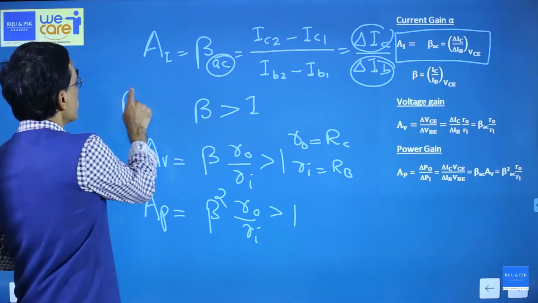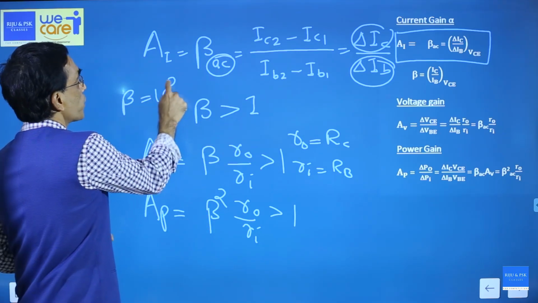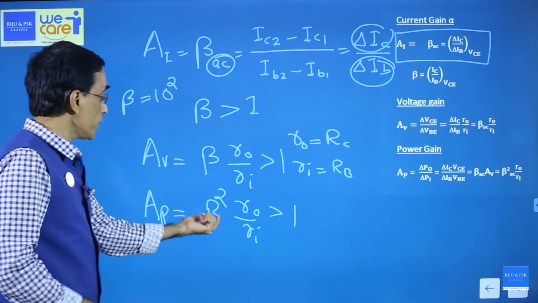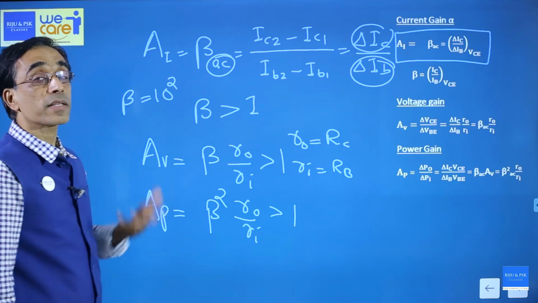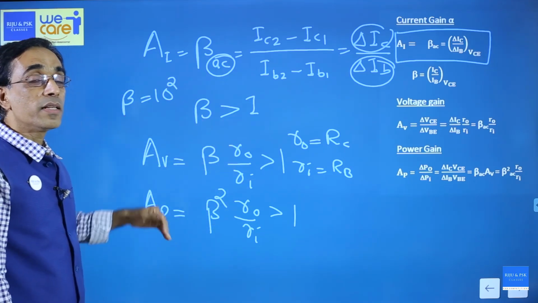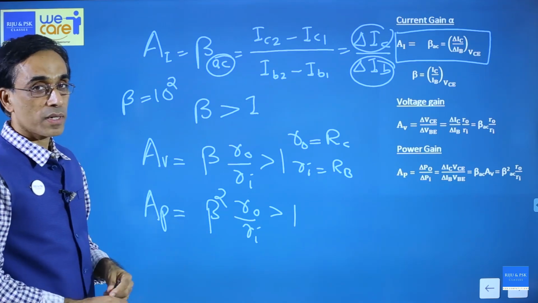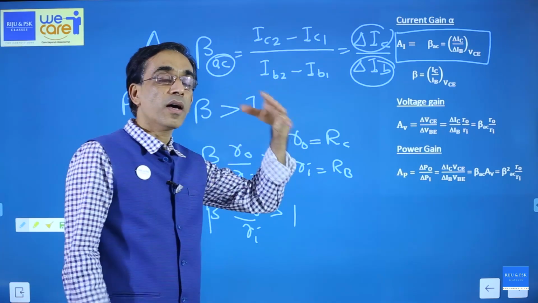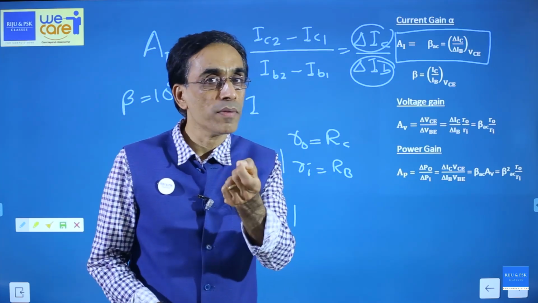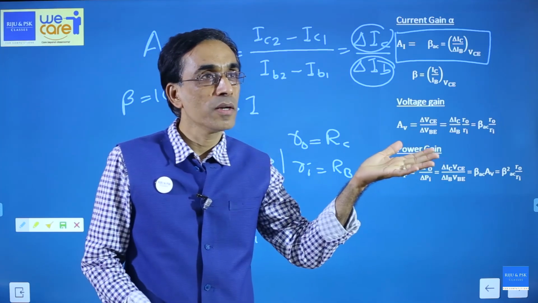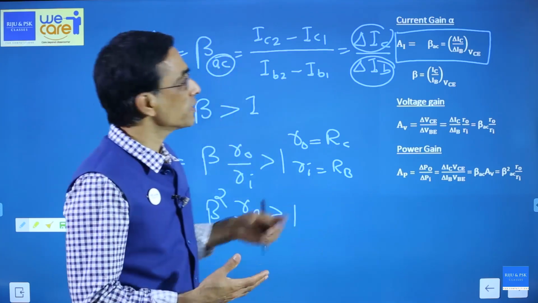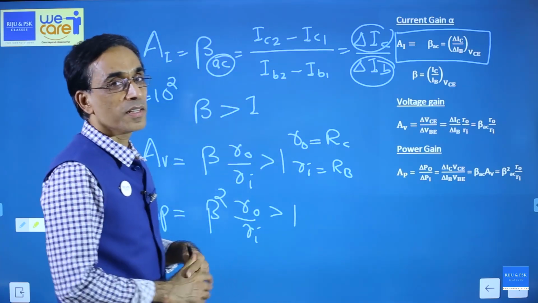Suppose you get beta equal to 10 to the power 2, 100 times. That means the change in current is 100 times. Then power will be 100 squared, 10,000 times. That means the common emitter configuration gives you a very large gain in power. A small input power can give you a large output power. So does it violate conservation of energy? Are you creating energy here in a transistor?